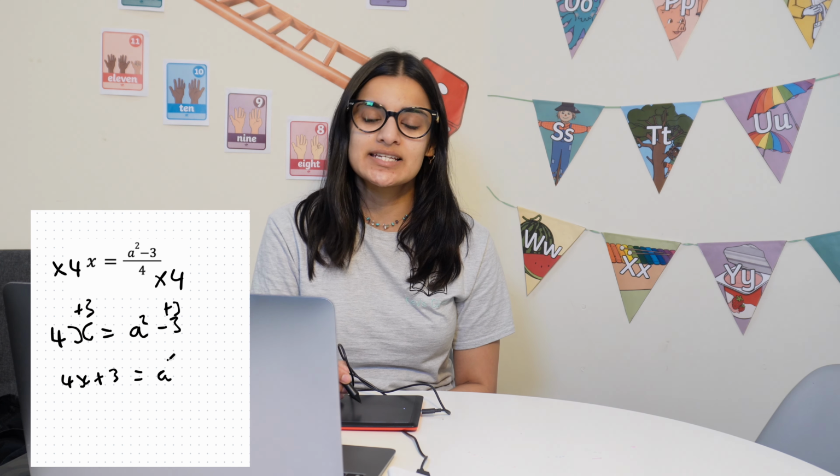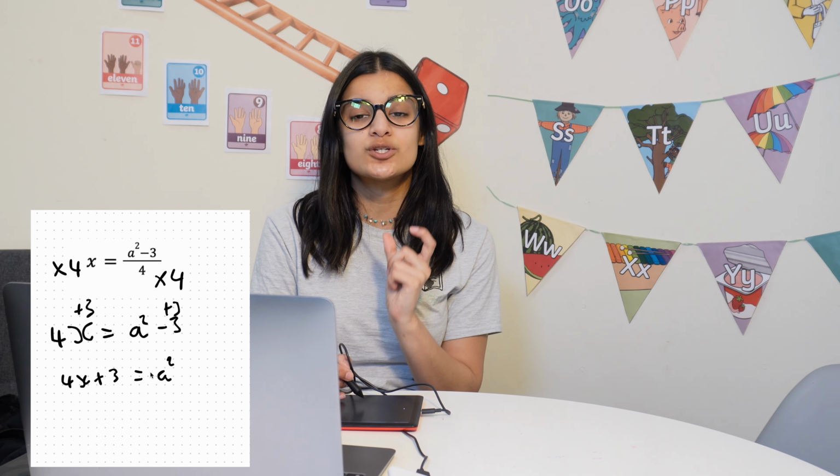Now I'm going to add 3 to both sides. Again, we can see in my original equation it says a squared minus 3. So to get rid of it, I need to add 3 to cancel it out. So now my equation looks a bit like this. We have 4x plus 3 equals a squared.